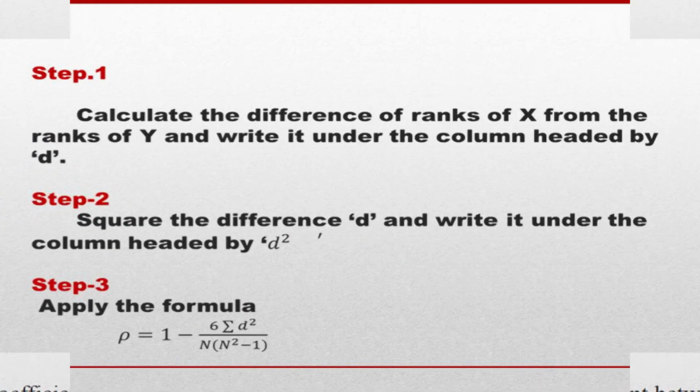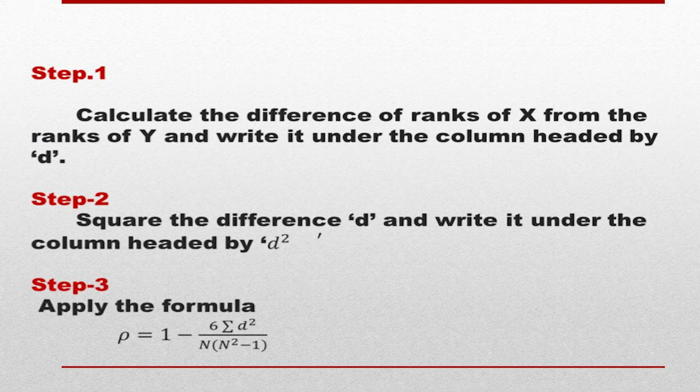Before going to the solution, we can follow the given steps. Step 1: Calculate the difference of the ranks of x from the ranks of y and write it under the column headed by d. Step 2: Square the difference d and write it under the column headed by d square. Step 3: Apply the formula rho equal to 1 minus 6 into summation d square divided by n into n square minus 1.